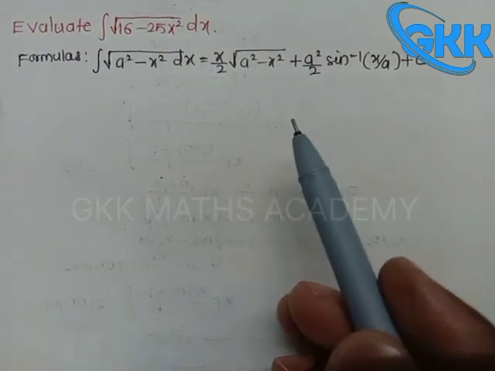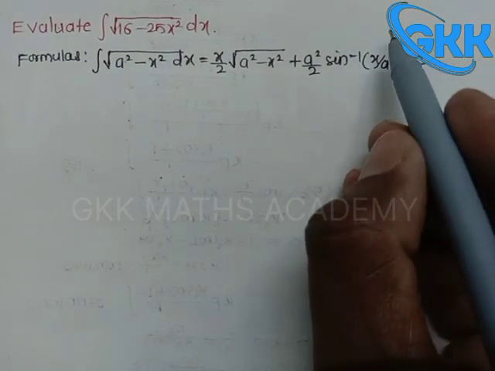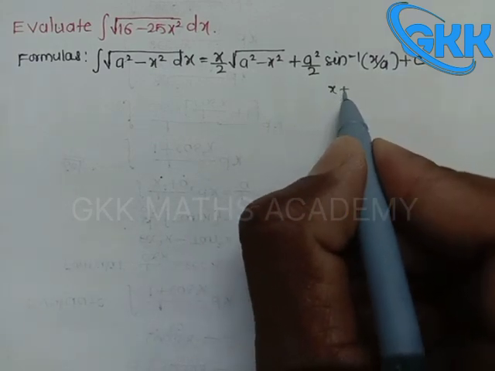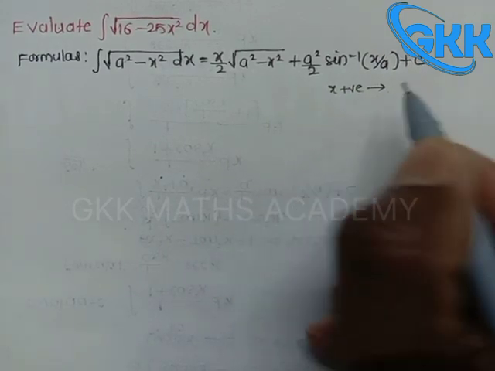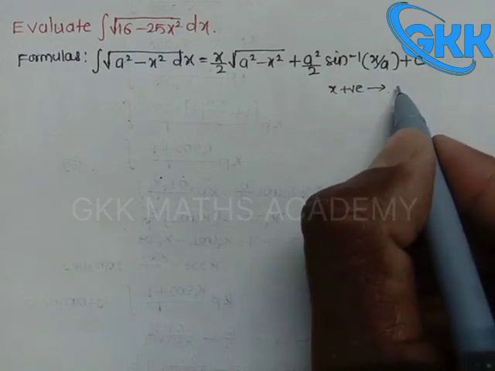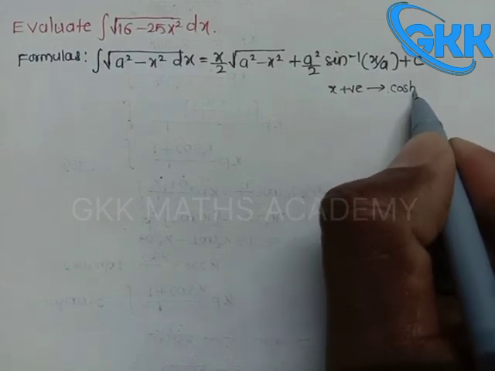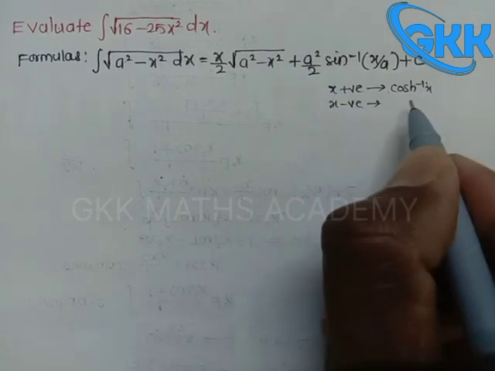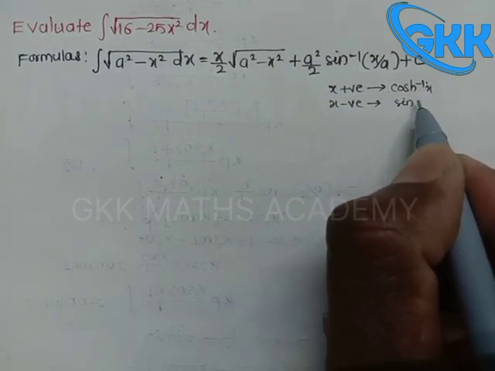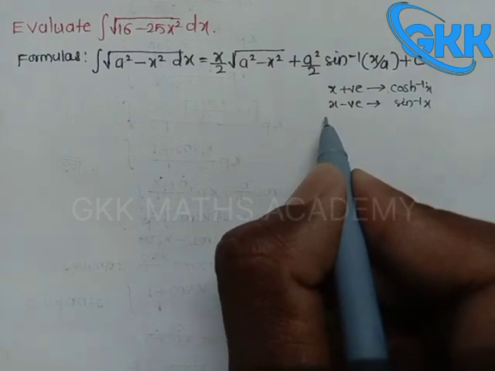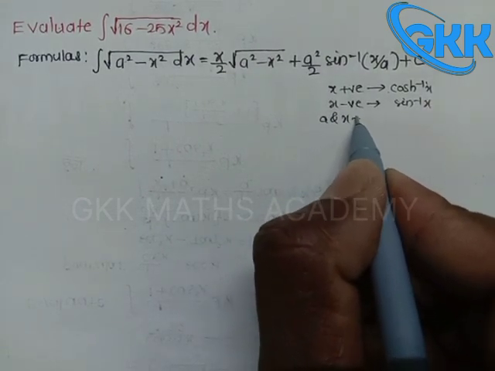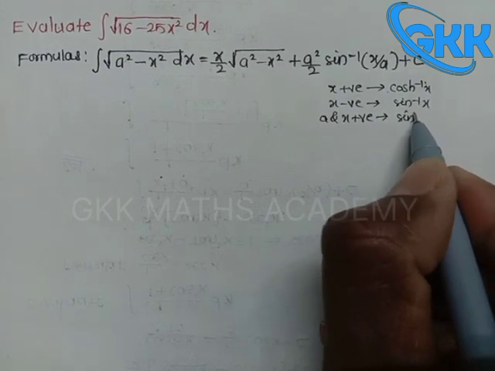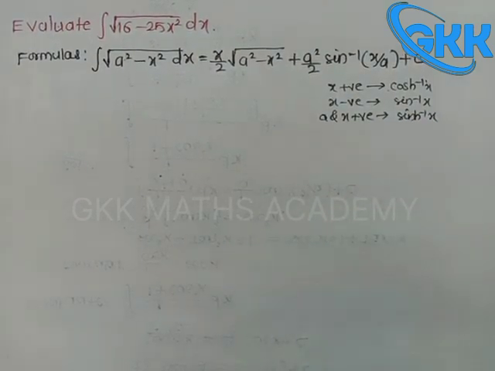Here just remember some concept. What is that? If x is positive, you can write cos h inverse. If x is negative, sine inverse. If a and x are both positive, sin h inverse of x. This is a concept I used to remember.